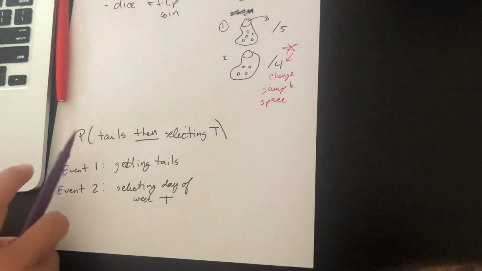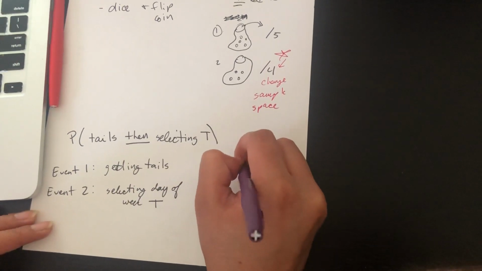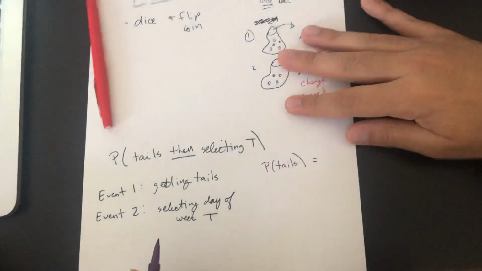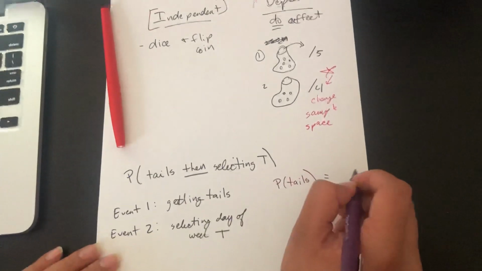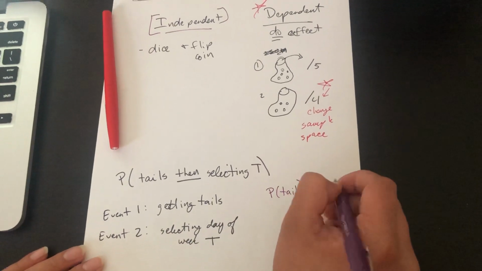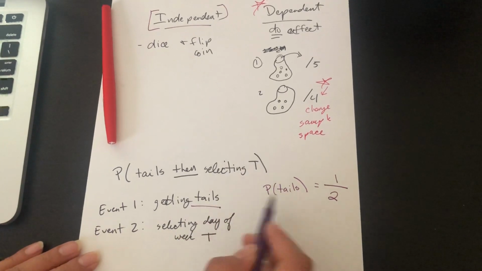So my probability of tails, if I have a coin, I either get heads or tails. That means my sample space is going to be 2. Of those 2, only 1 is tails. So the probability of getting tails is just 1 out of 2.